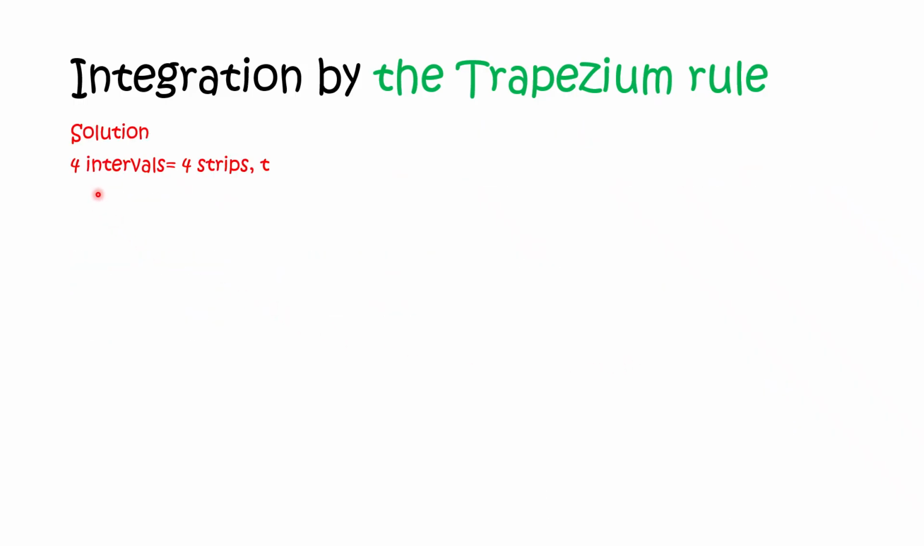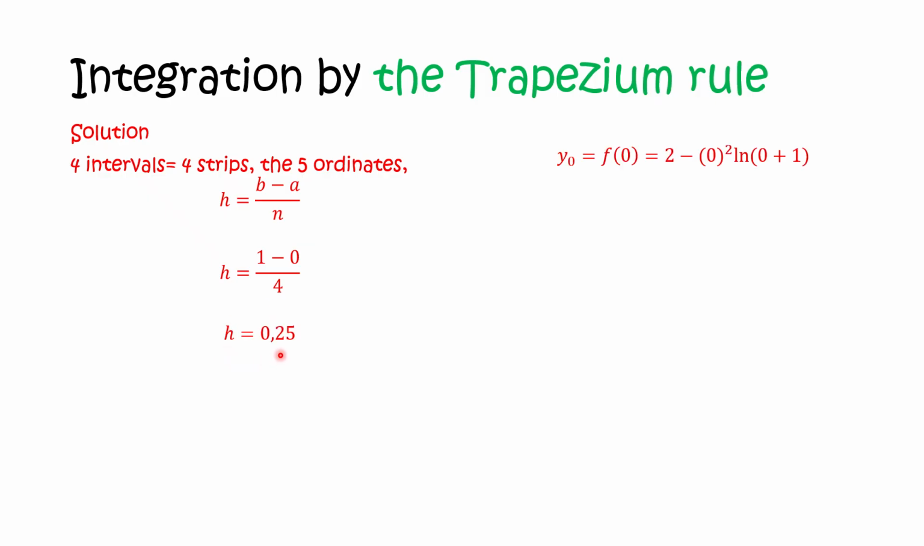Jumping into the solution then. So we have 4 intervals, meaning that we have 4 strips, and that results in 5 ordinates, where we have our h given by that formula, and substituting 1 minus 0 over 4 would give us h of 0.25. So remember, we are finding the ordinates. So y0 will be given by f of a, and in this case a is 0. So where we have x, we substitute with the 0 like that into the particular function that we are given.